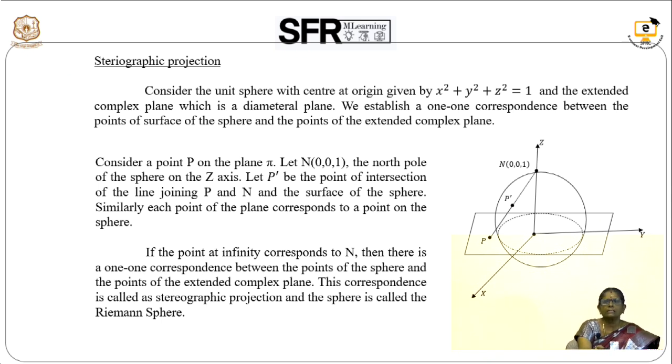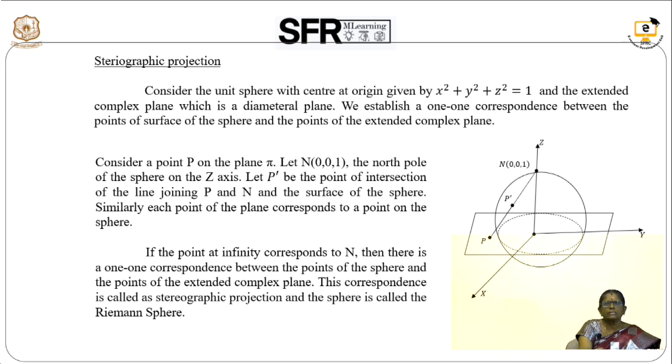Using this definition we can define an important projection, that is, we have to find a one-to-one correspondence between the unit sphere and the extended complex plane. Take a complex plane pi, with a point P, any point on the complex plane, and you split the coordinates and then you draw the unit sphere. We have to find a one-to-one correspondence between the points of the surface of the sphere and the points of the extended complex plane. Take the extended complex plane by pi and the coordinate axes, you take the z axis.